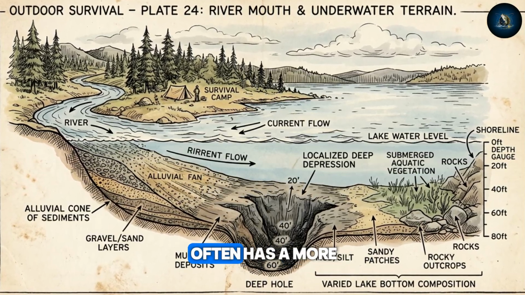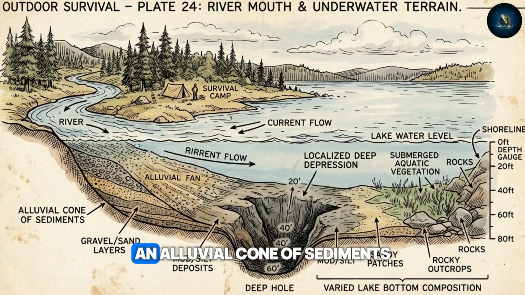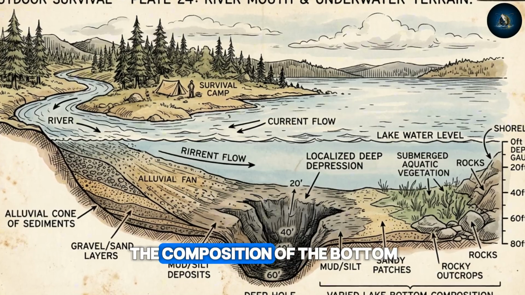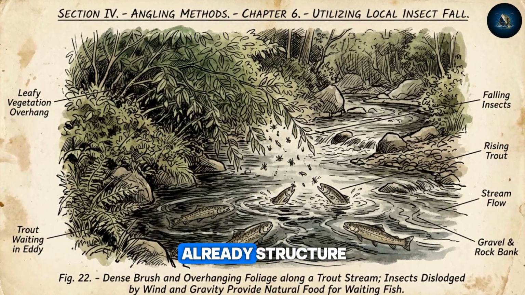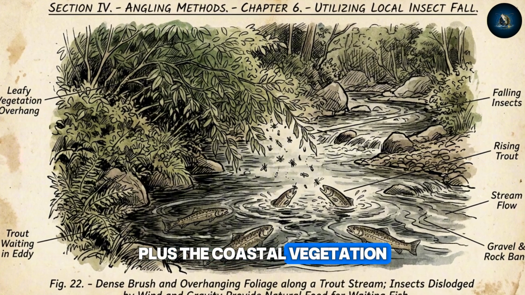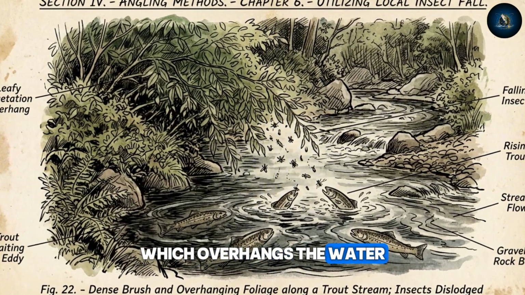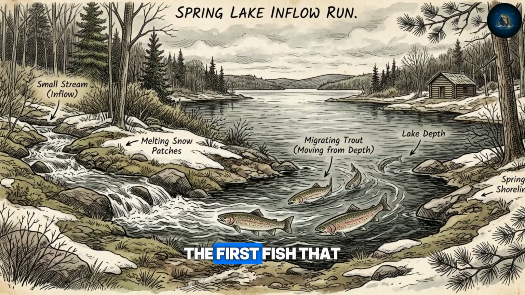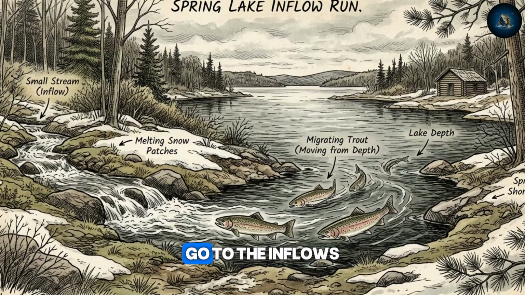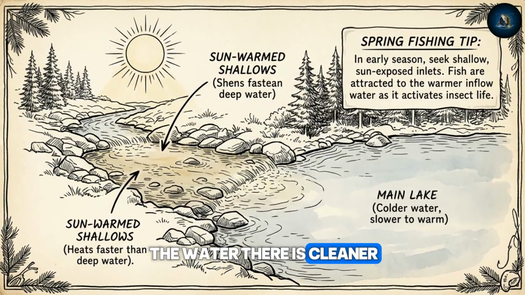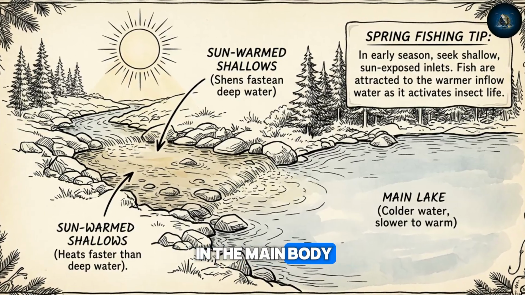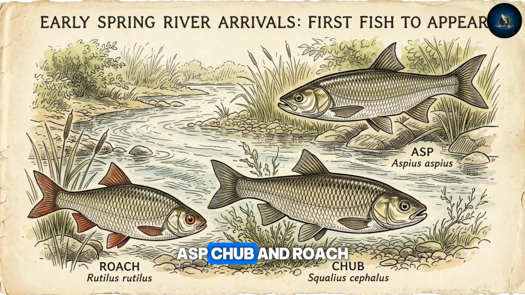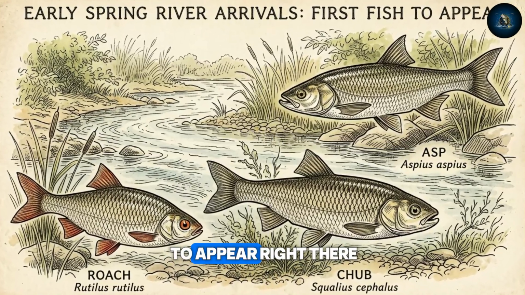The point of inflow often has a more complex terrain: an alluvial cone of sediments, a localized depression, or a change in the composition of the bottom. This in itself is already structure. Plus, the coastal vegetation near the stream, which overhangs the water, feeds the fish additionally. In the spring, the inflow has a special place. The first fish that start moving actively after winter go to the inflows. The water there is cleaner, and the temperature is slightly higher than in the main body of water because a shallow inflow warms up faster. Asp, chub, and roach are the first to appear right there.